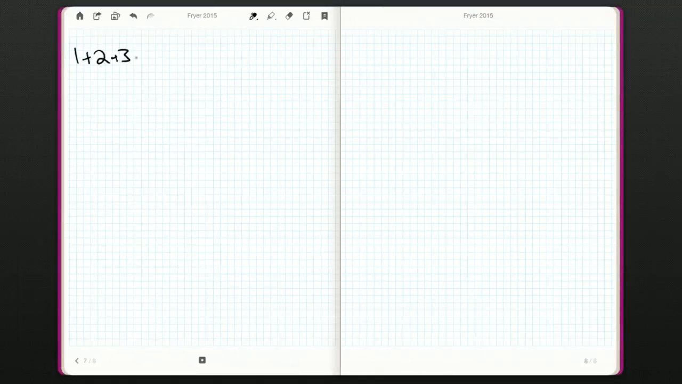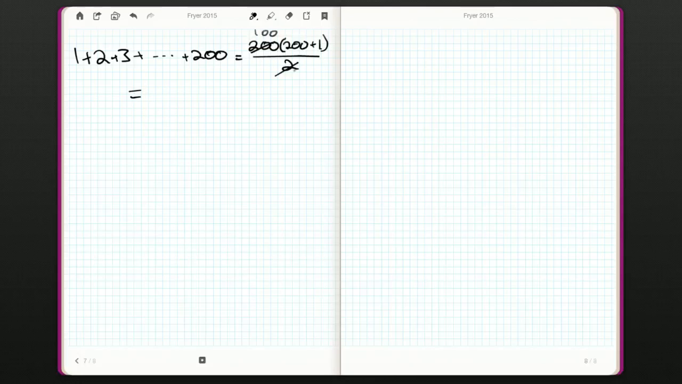1 plus 2 plus 3 plus 200. Well, that's 200 times 200 plus 1 all over 2. So that and that will cancel out. We'll be left with 100 on the top. Remember, you divide 200 by 2, you're going to be left with 100. 100 times 201. I don't even need to get out the calculator, but if you do, that is okay. So 20,100 should be our final answer. Okay.